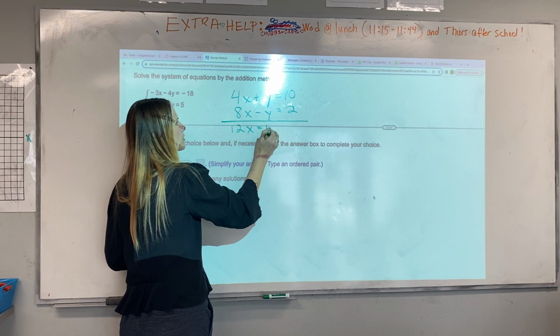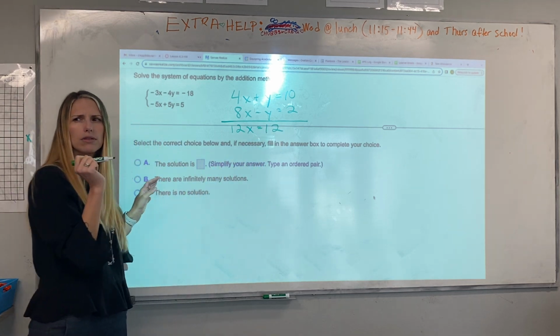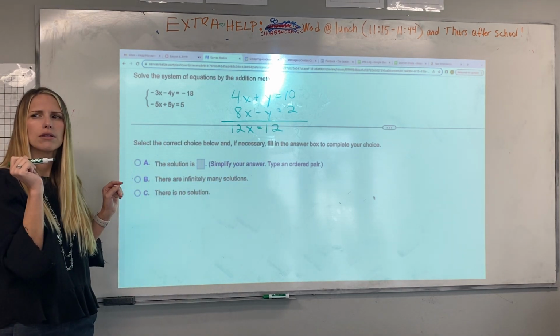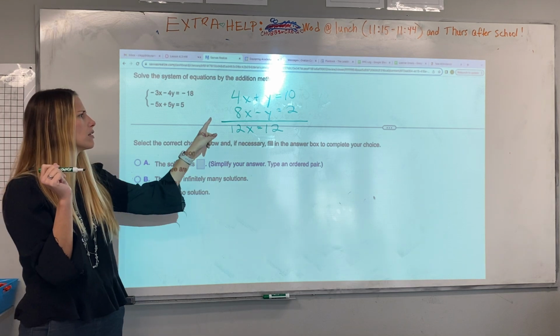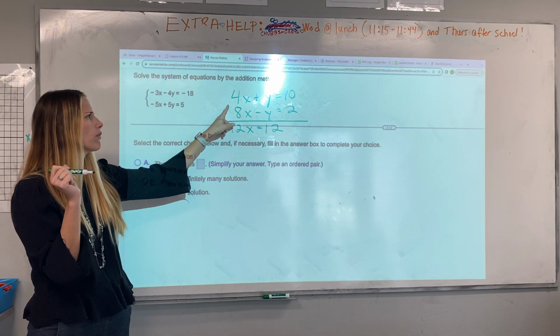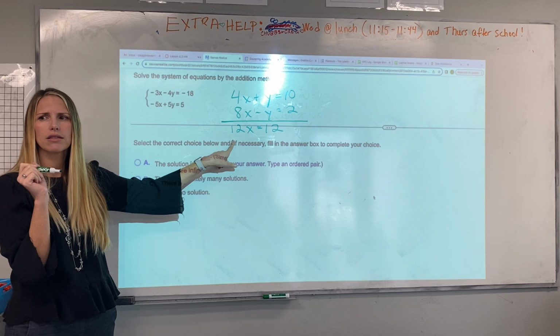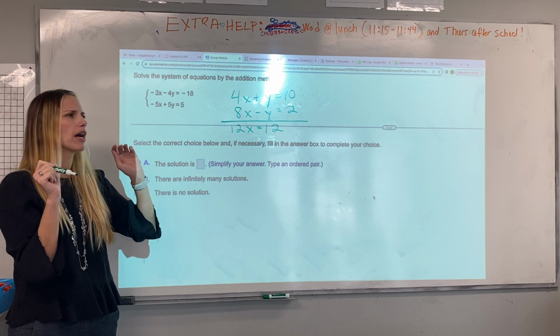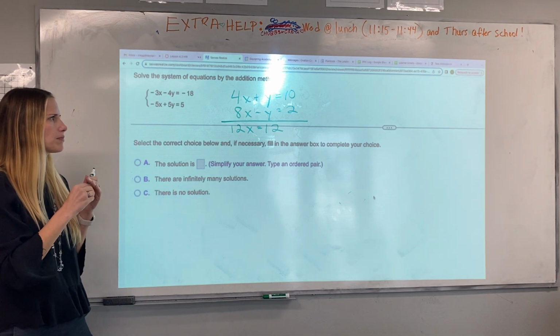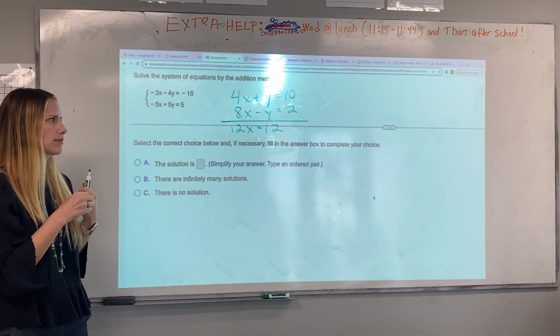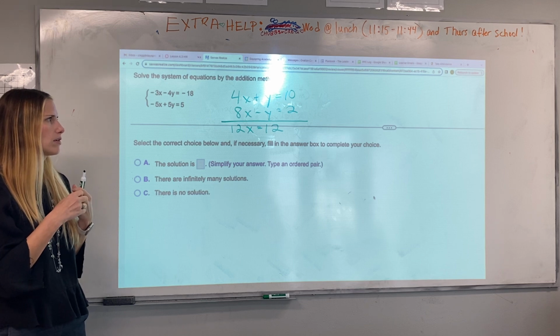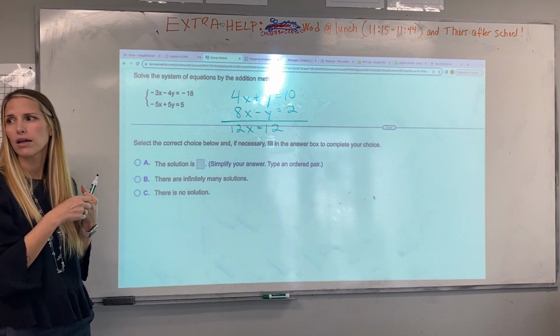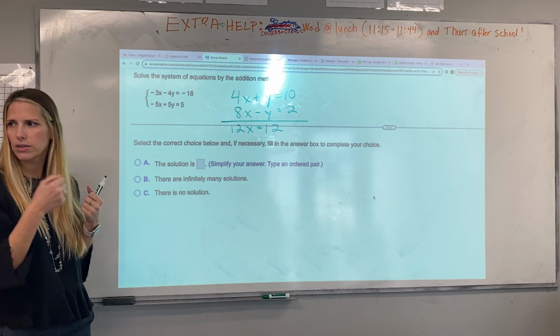12x equals 12. What did you... 4x plus 8x, did you get 12x? What did you get? Did you subtract them or something? Okay. You multiply these two, right? Yeah, I told you you did it correct.